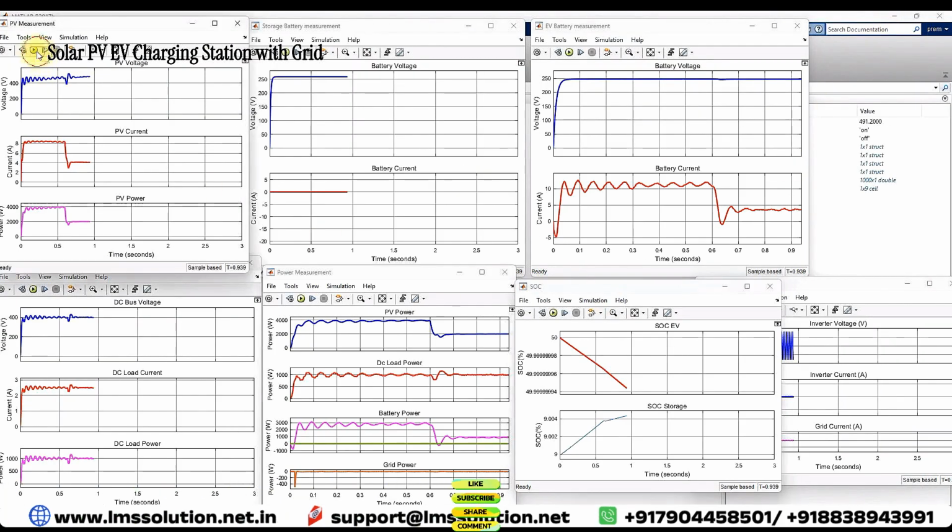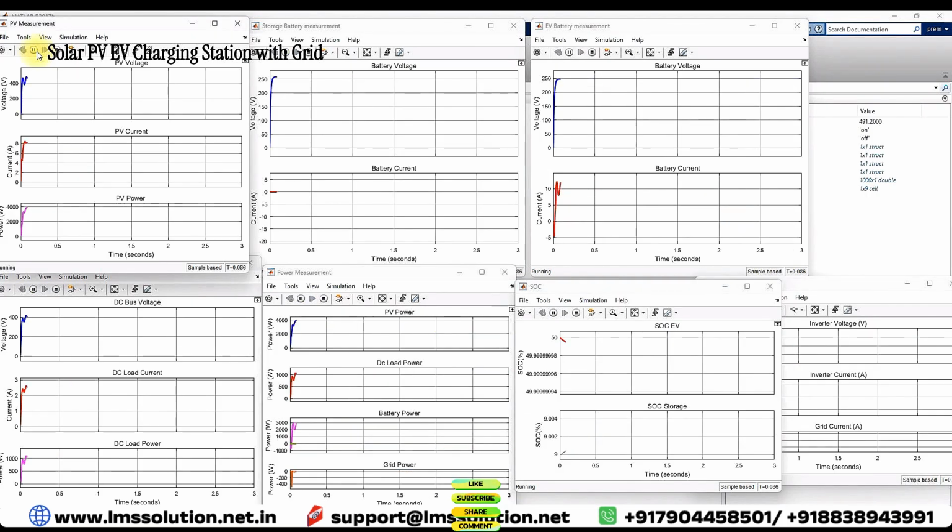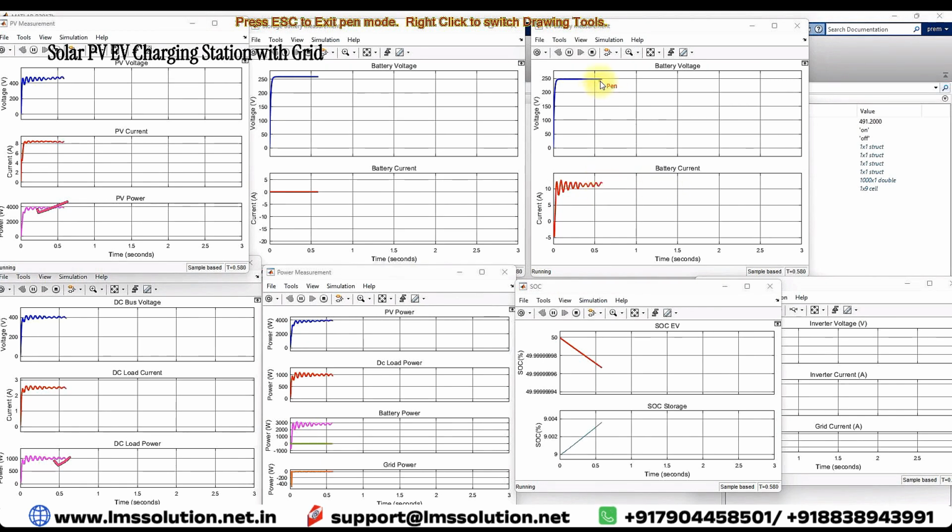We have to check the response, and we are varying the irradiation from 1500 to 0. Here you can see the PV generating around 4000 watts. DC load is around 1000, and the battery current is around 12 amps, and battery voltage is 250 volts. So power of PV is 4000, load will be 1000, and battery will be 3000. The pink color is EV battery power, and green is storage battery.